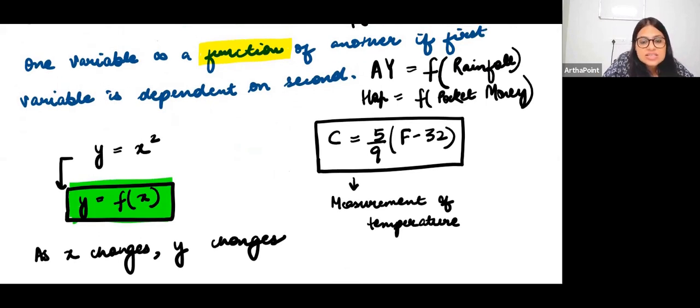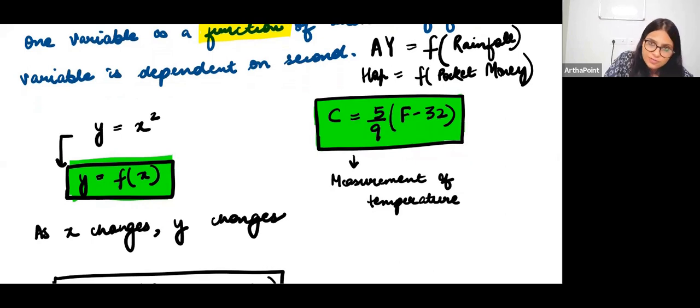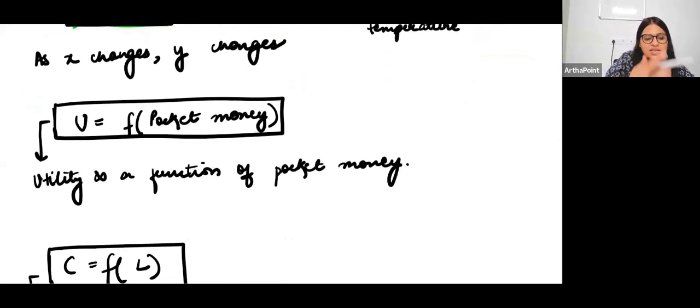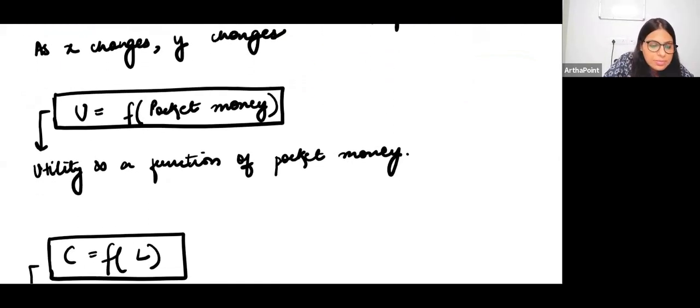When I say C is equal to 5/9 (F minus 32), which is nothing but a relation between centigrade and Fahrenheit, I am again saying that centigrade is a function of Fahrenheit. You put in some value of Fahrenheit and you will get a corresponding value of centigrade. You put in a value of X and you will get a value of Y.